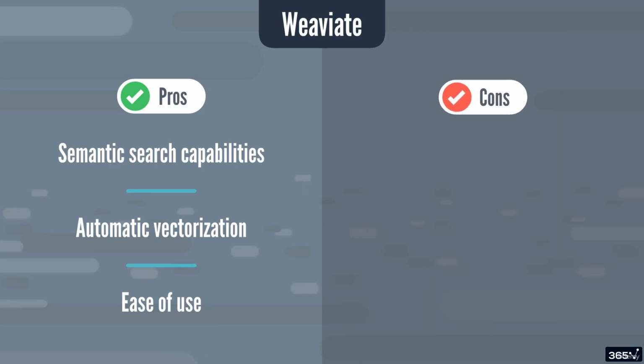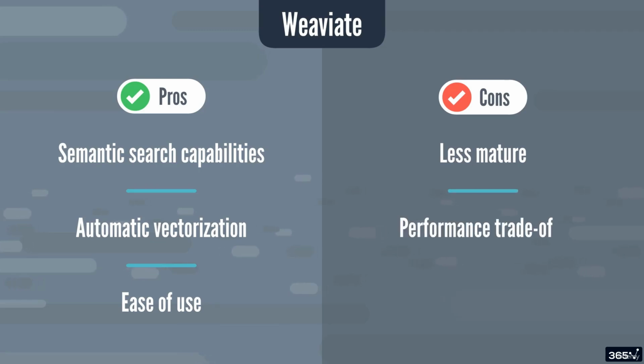And how about Weaviate's weaknesses? As a newer player, Weaviate may lack some advanced features in more established databases, although it could catch up in the future. Another potential drawback is that the combination of graph and vector search can sometimes lead to performance trade-offs in large datasets.